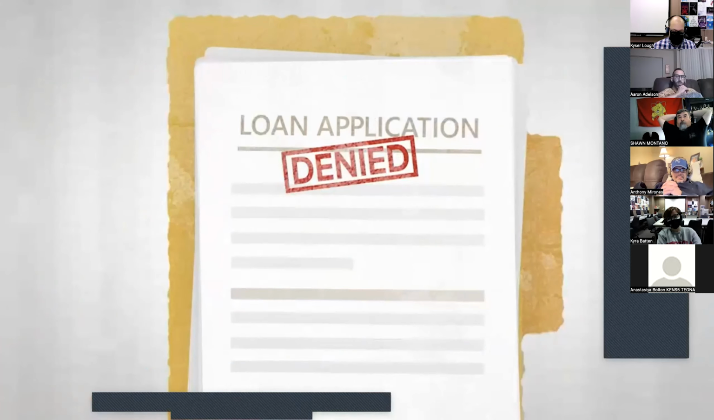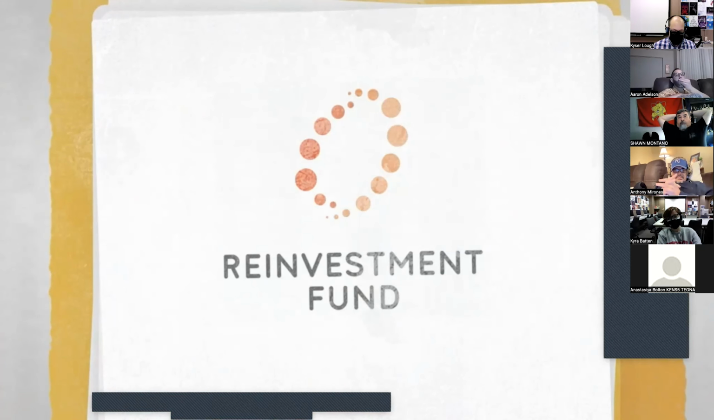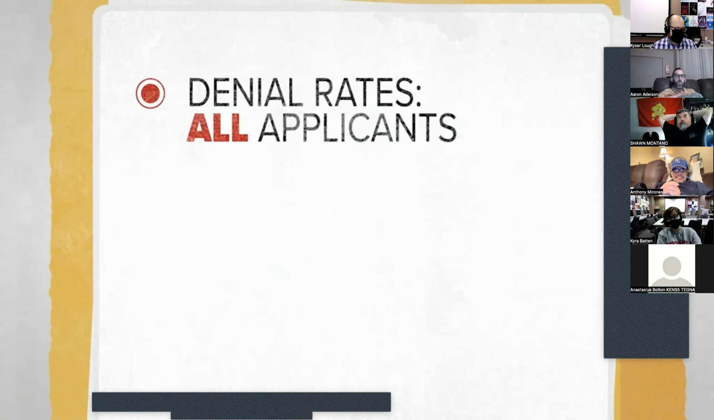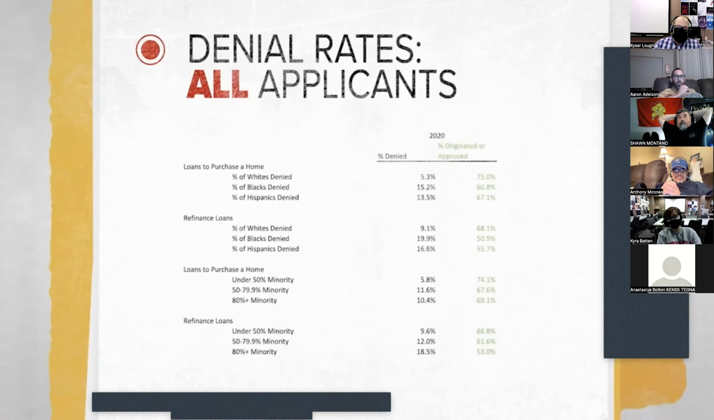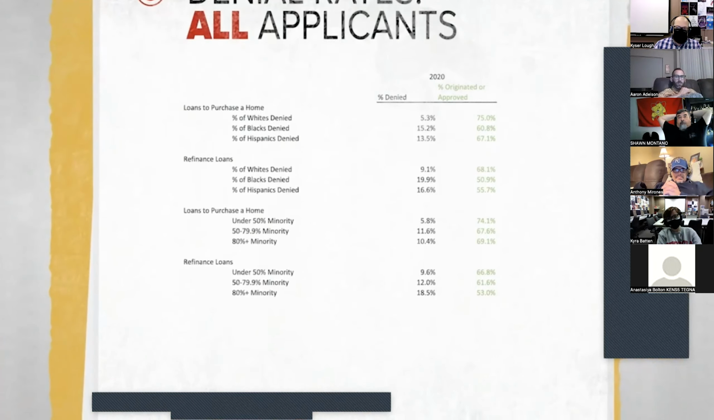It's also about race. We've been crunching the numbers, and we have found that Blacks and Hispanics are denied loans at much higher rates than whites, even when they have a similar ability to repay. To analyze denial rates in mortgage lending from banks and mortgage companies, we collaborated with the nonprofit Reinvestment Fund, which focuses on advancing economic justice. And we started by looking at denial rates for all applicants in Dallas in 2019 and 2020.